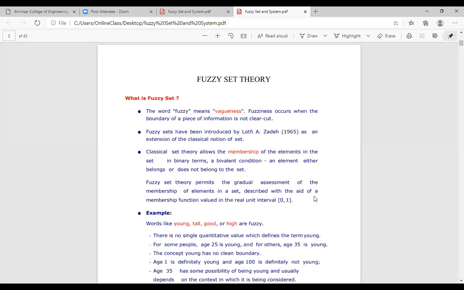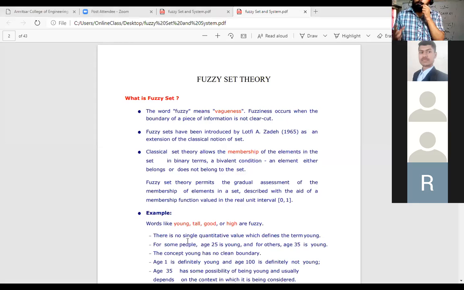how much tall. So if we take a group of people where the maximum age is 40 and the minimum age is, you can say, 5 years, and the age scale is 0 to 50, the person with 40 years of age will have a 0.8 value, and the person with 5 years of age will have a 0.1 value.